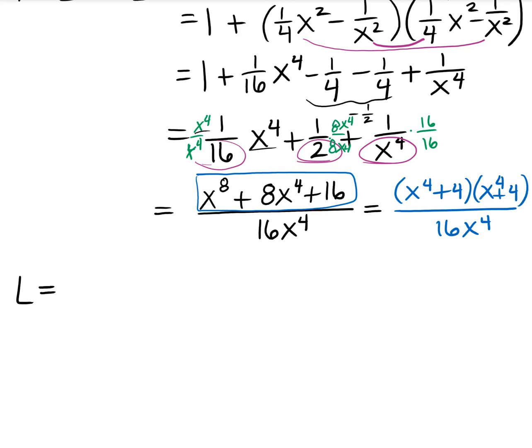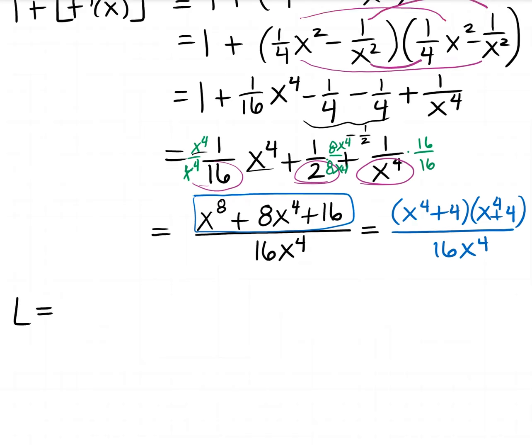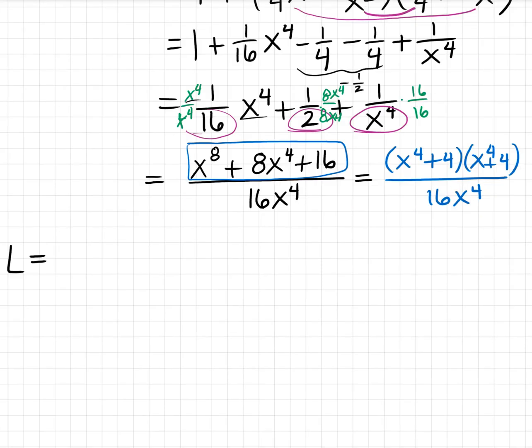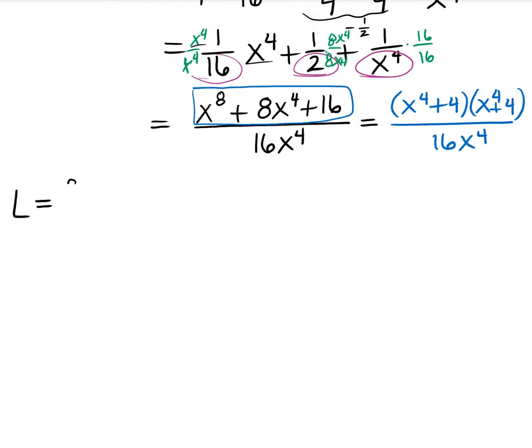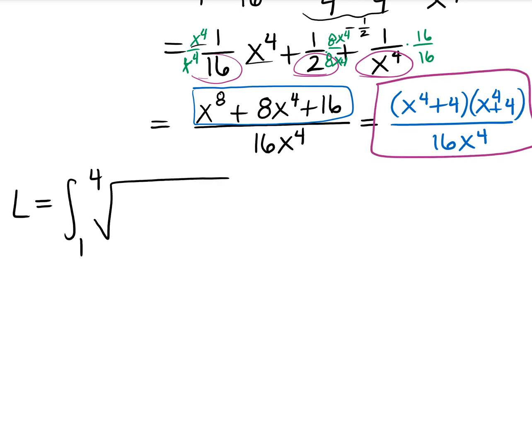So my length is going to be, we're going from 1, are we going from 1 to 4? Yep, 1 to 4. Okay, so now I'm going to go from 1 to 4. The square root of, right? And now I'm going to write it like this because I have it in a nice factored form here. So I would have x to the 4th plus 4 quantity squared all over 16x to the 4th.